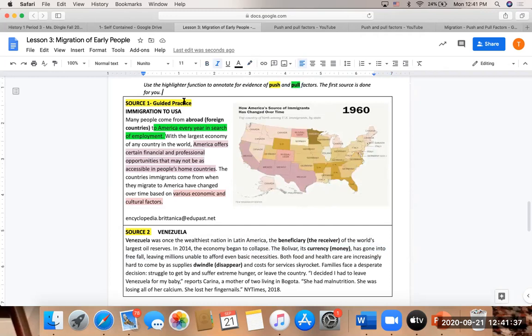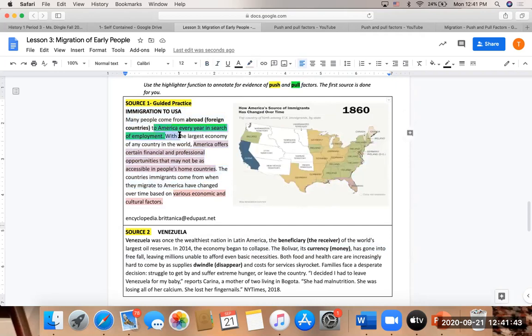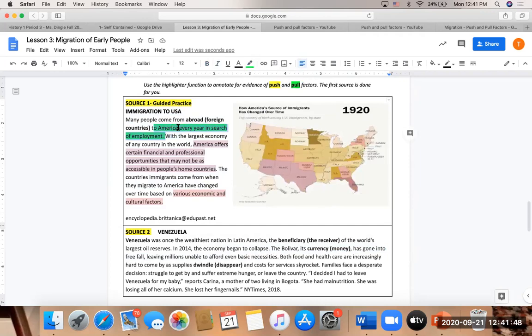So just like I did, I read the immigration to US. I realized that people travel to America all the time, every year, in search of employment. I found that to be a pull factor because it's pulling them in, and I highlighted it green. You don't see any yellow for a push factor because I didn't read anything about a push factor. If I did, I would have highlighted it yellow as well.